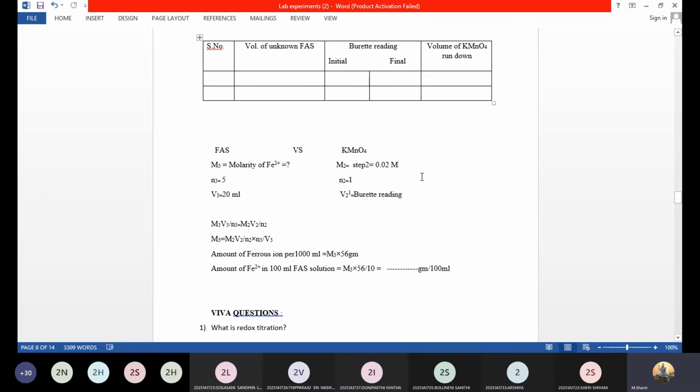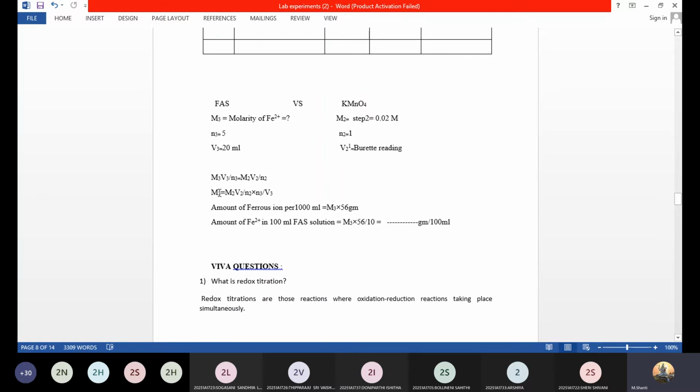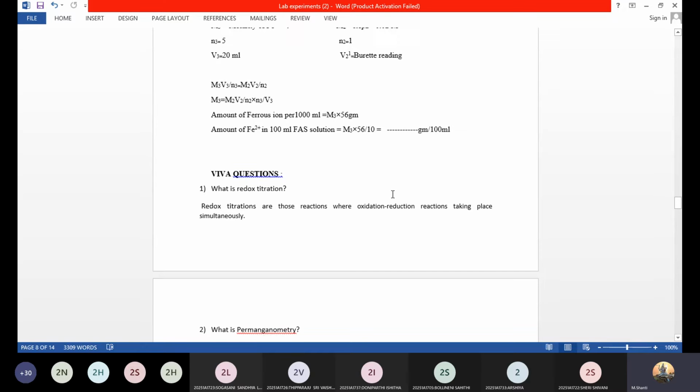Okay. Now, once the M3 value is known, multiply that with 56 to get the amount of ferrous ion. Amount of ferrous in 100 ml will be equal to M3 into 56 by 10, which equals the amount per 100 ml. So follow this calculation.